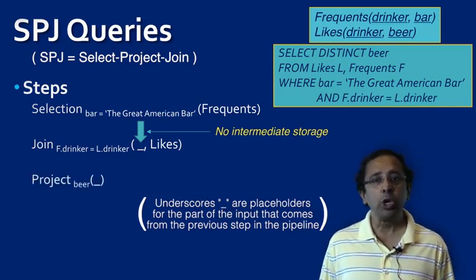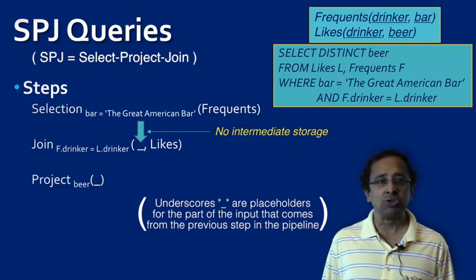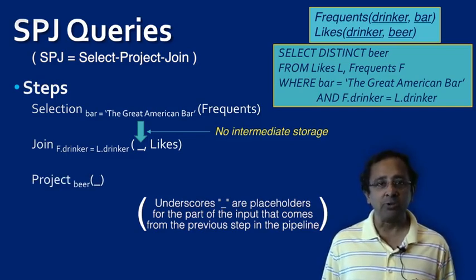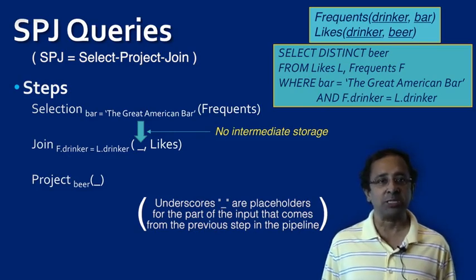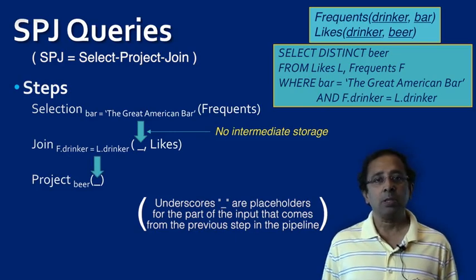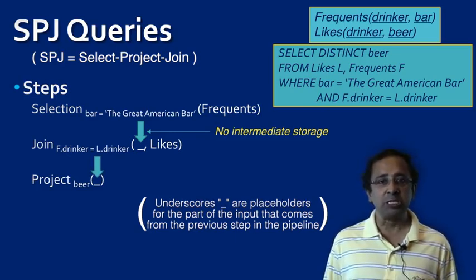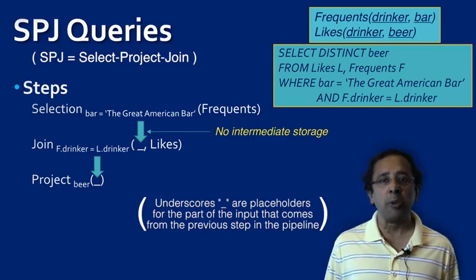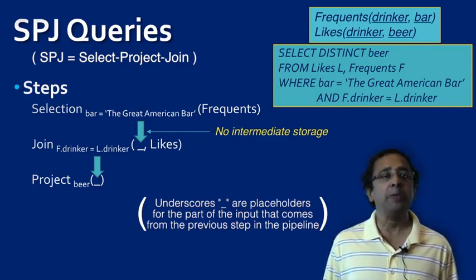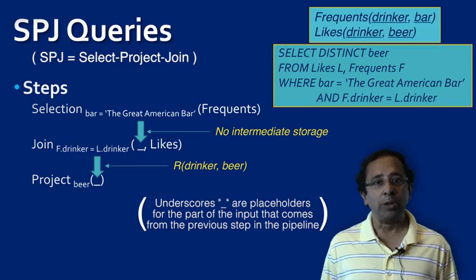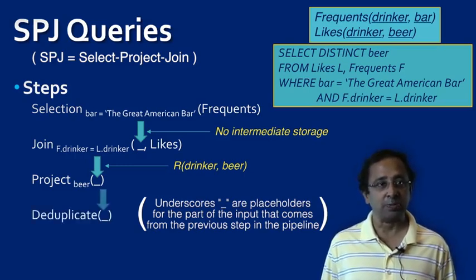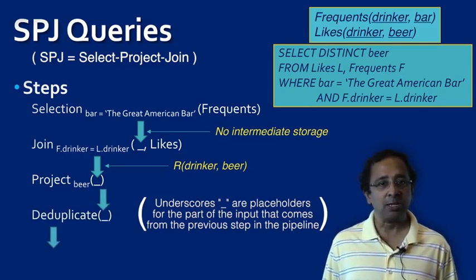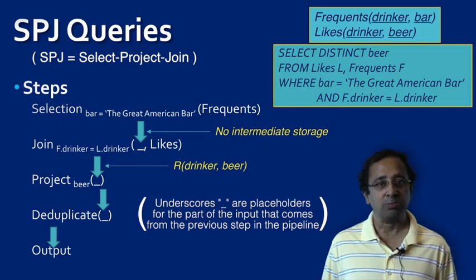Now, the result of the join operator is an intermediate structure with columns beer from the likes relation and the drinker from the frequents relation that we have processed. This intermediate set of tuples is piped to the project operation that picks up the beer column. Now, we need to process the distinct clause for the duplicate elimination, which then goes to the output.